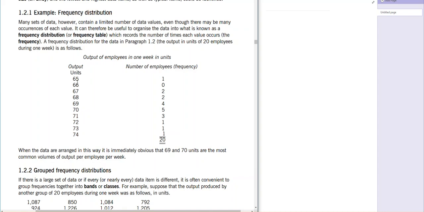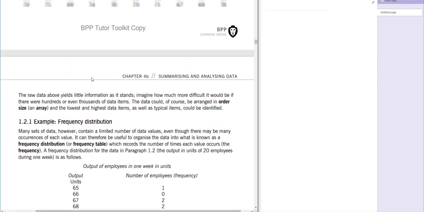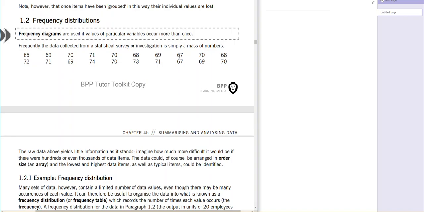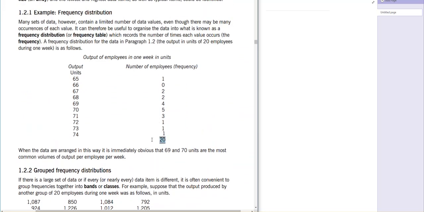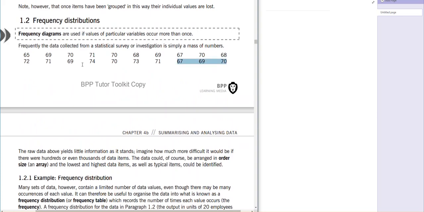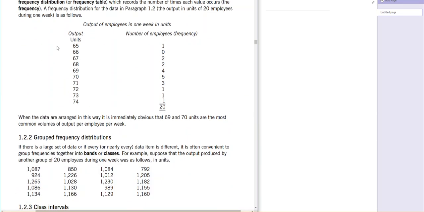Like they have shown here, 65 appears once, 66 appears 0 times, 67 appears twice. We have 67 and 67. So total frequency is 20, which means total data. So here the total data is 20. And then how many times each individual data appears is frequency.